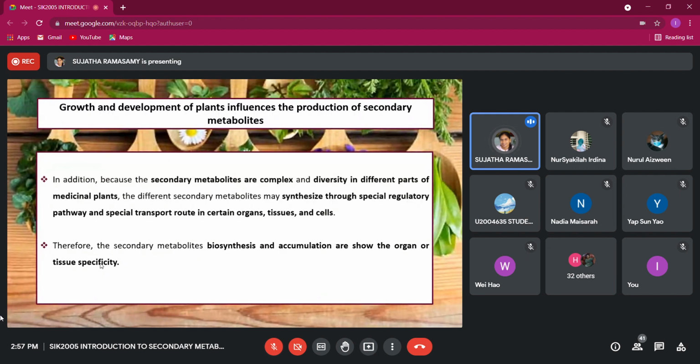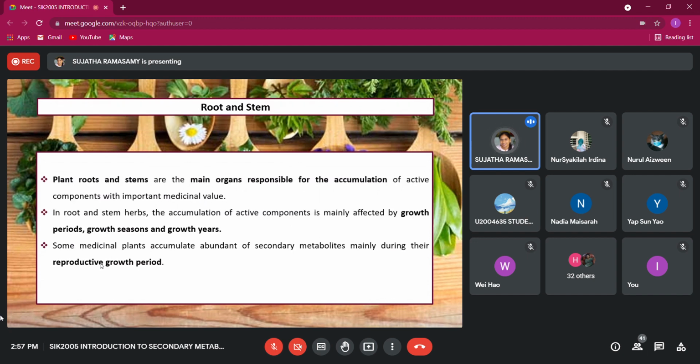So these are very complex and have been produced in different parts of the plants. And these have been produced through special regulatory pathways. And after that, these secondary metabolites will be transported into certain organs, tissues, and cells. Okay, so the accumulation of these secondary metabolites will differ in each part of the plant.